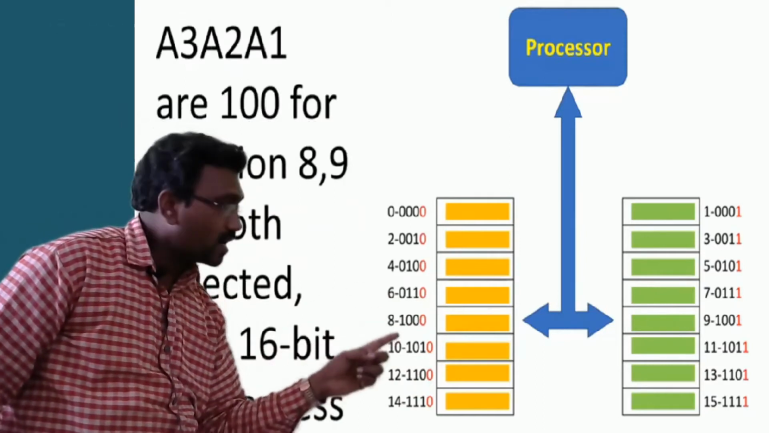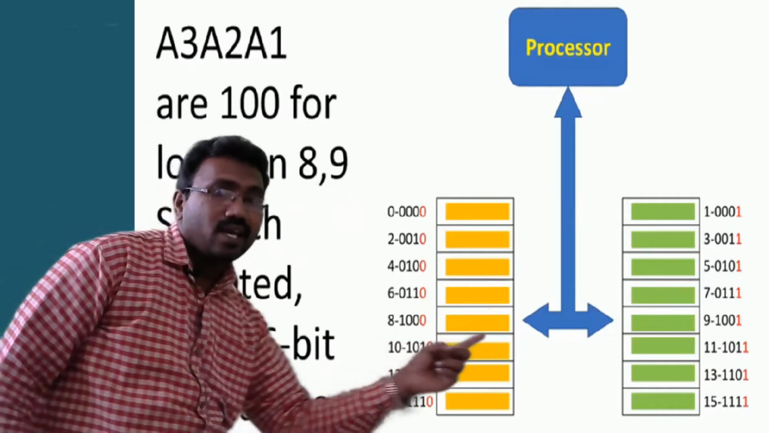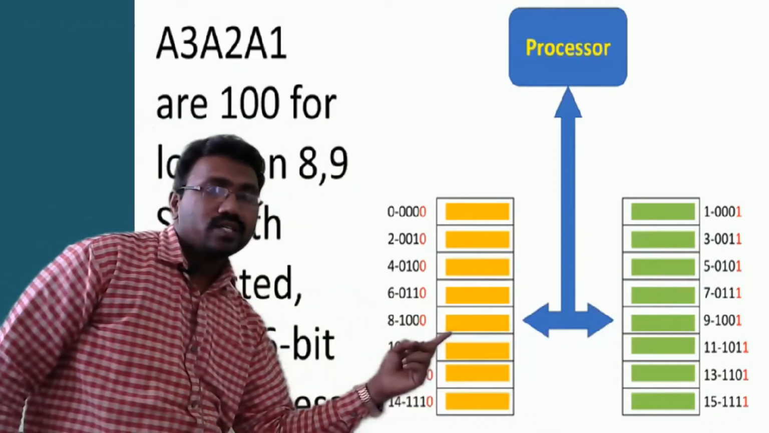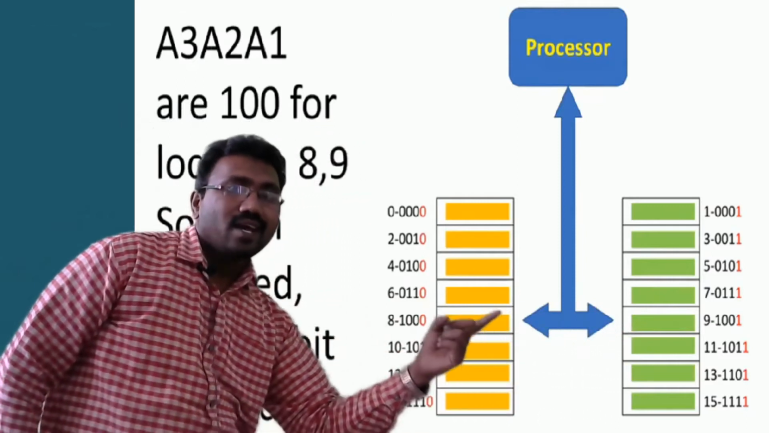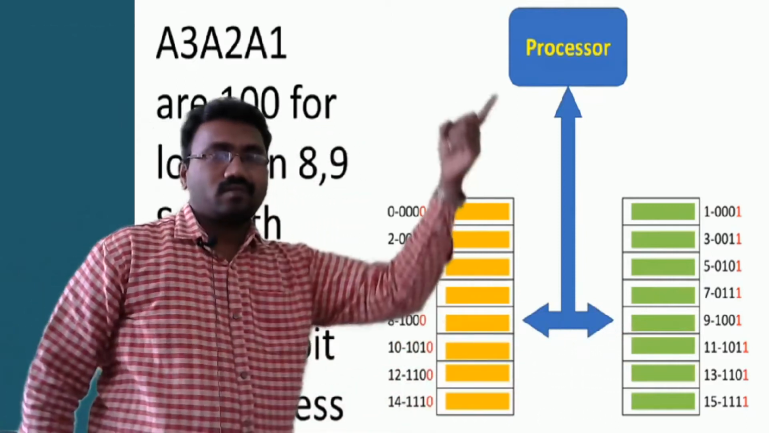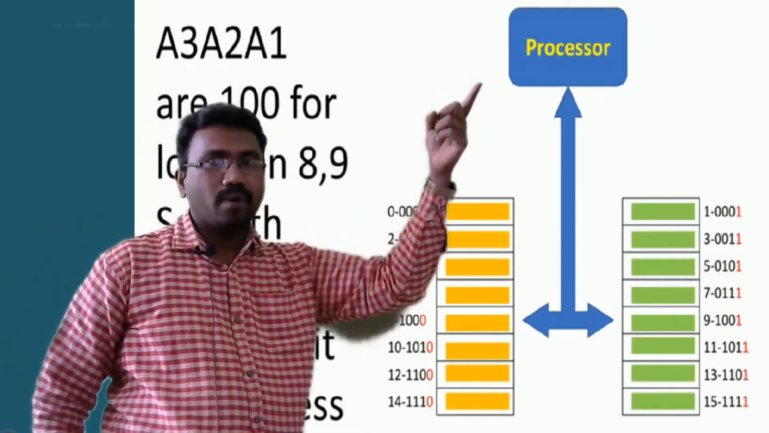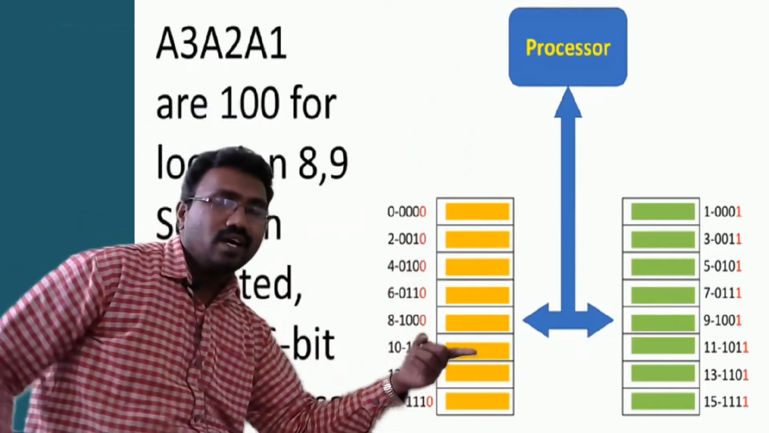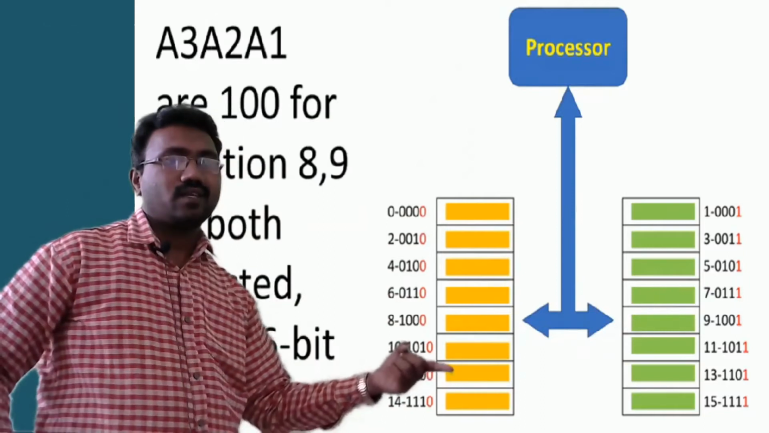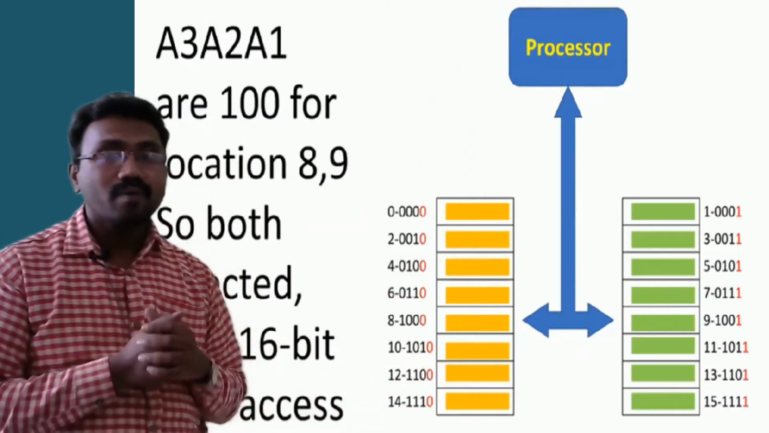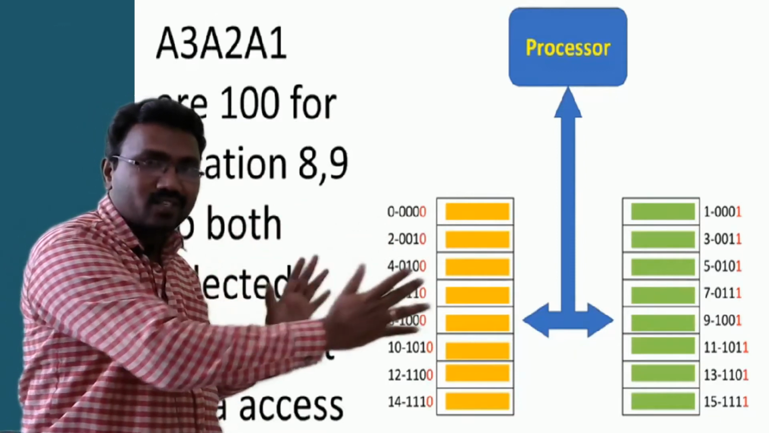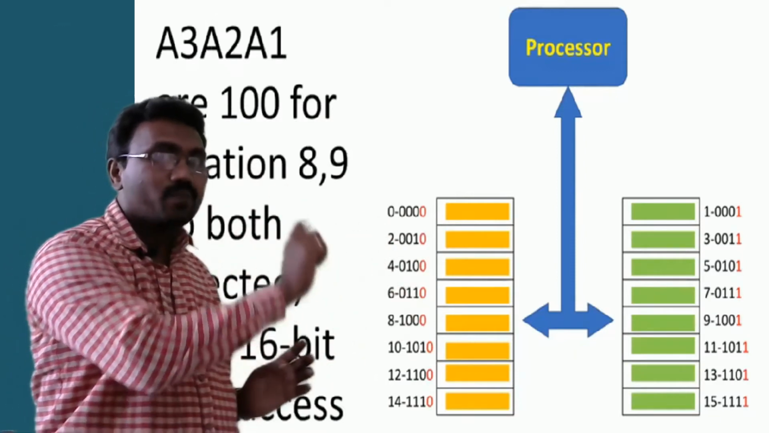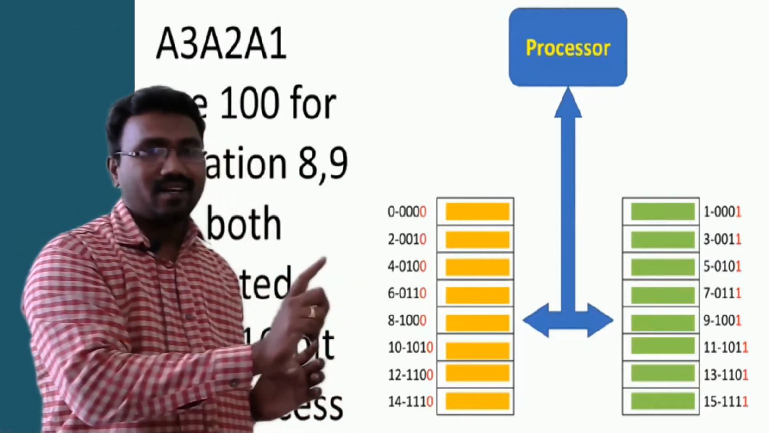So in a single clock cycle, the 8th location is selected, the 9th location is selected. The 8th location contains 8 bits of data, the 9th location contains 8 bits of data. The 2 bytes are moving simultaneously to the processor. If it is a write operation, the 2 locations receive the 2 bytes from the processor simultaneously. So that is the advantage of memory banking. If you divide the entire memory into 2 banks in this example, in a single clock cycle it is possible to access 16-bit data.